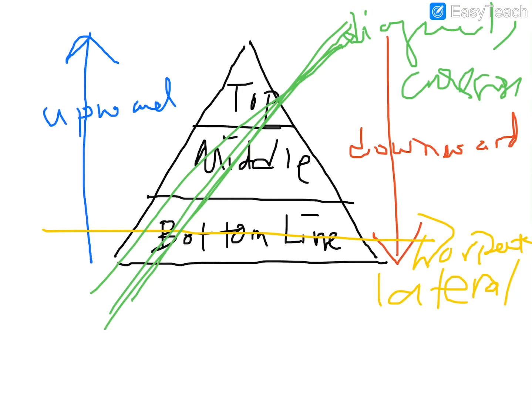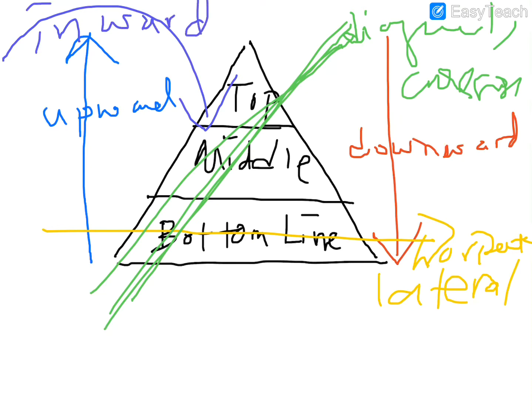Okay, next we have inward communication. Inward is all the information that is received from an external agency. It comes from the external. Any information that is brought from outside to inside, we call inward communication.